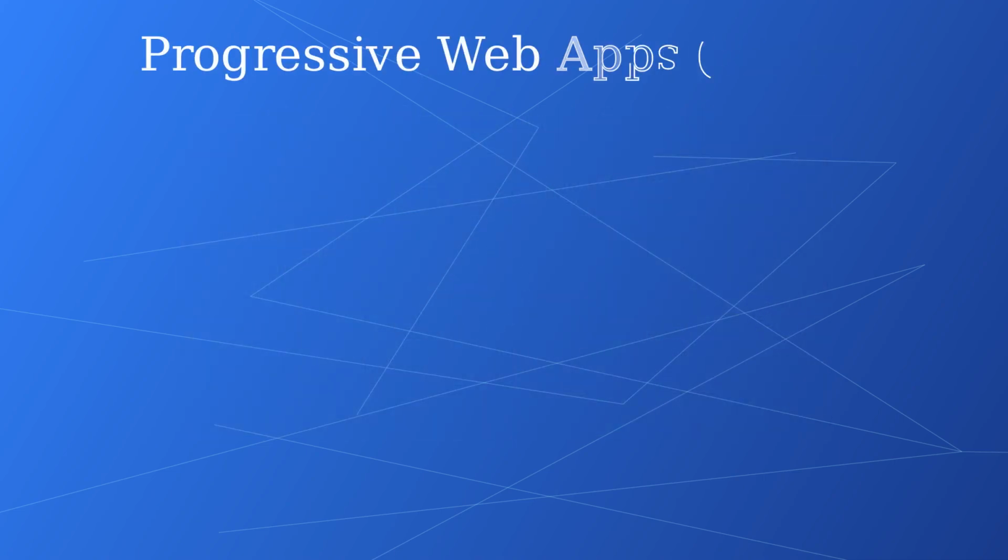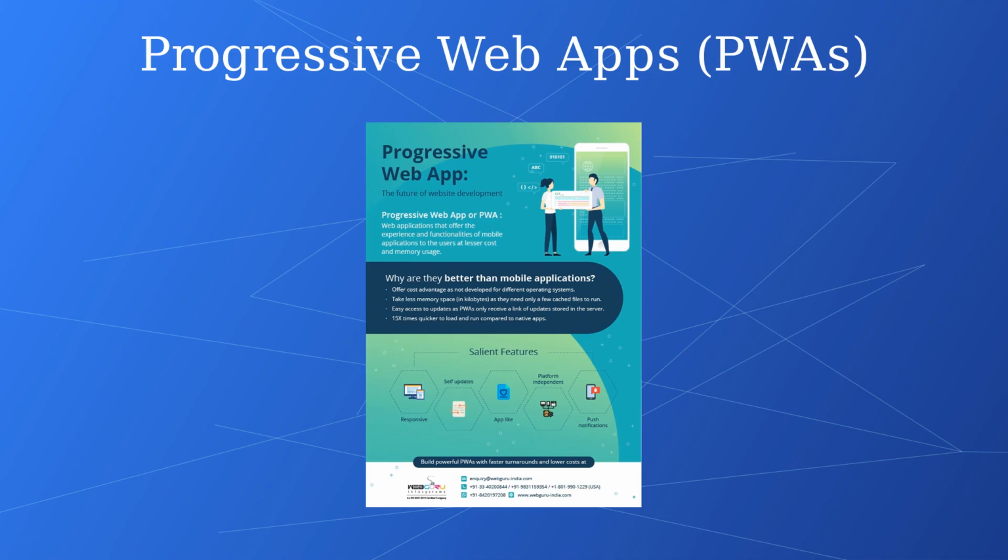Progressive web apps, or PWAs, represent a major trend in modern web development. These applications combine the features of traditional web apps and native mobile apps. PWAs offer benefits like offline functionality, push notifications, and home screen installation. They load quickly, even on poor network connections, and provide a more engaging user experience while being responsive across different devices.